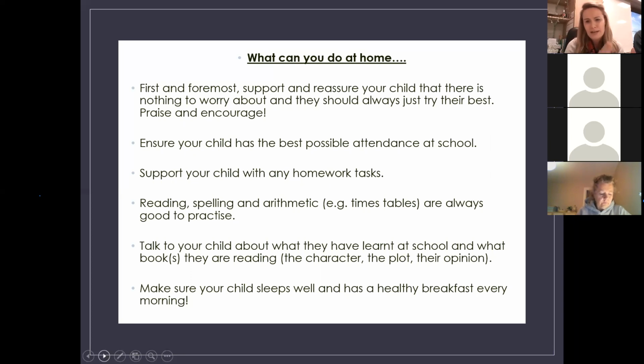Reading is a biggie. Please read as much as possible, and we've got loads of beautiful new books in school, so all reading is good. Spelling, arithmetic, their times tables are always fantastic things to practise at home. And the last academic one is to talk to your child about what they've learned at school and what books they're reading, the character, the plot, their opinion of it. It's having that chat around books and just trying to enthuse them about books a little bit more. So yeah, that would be that one.